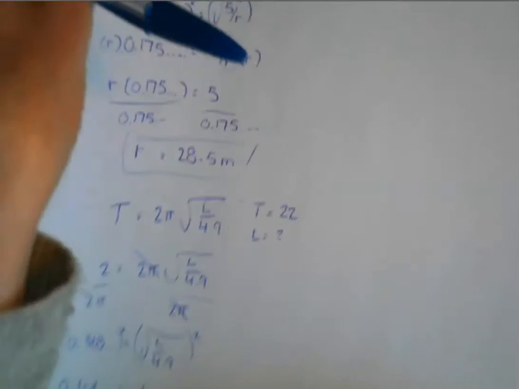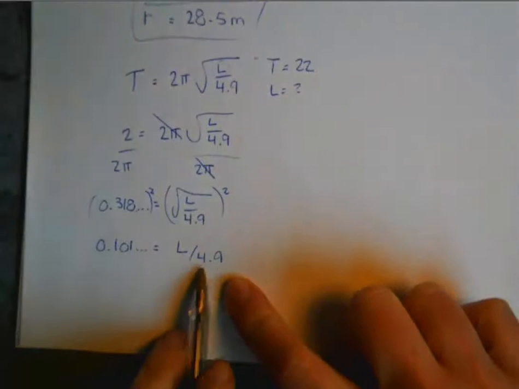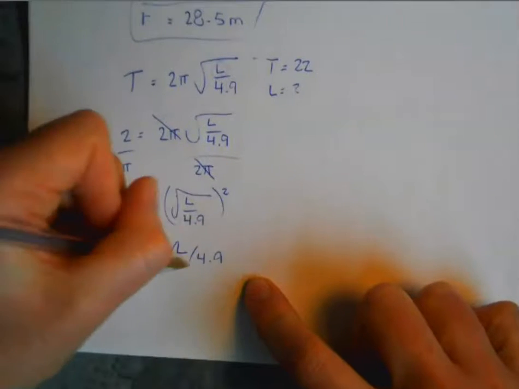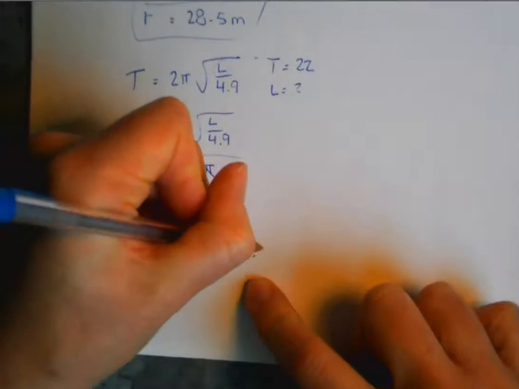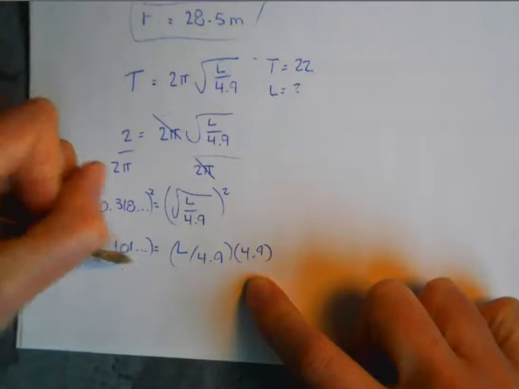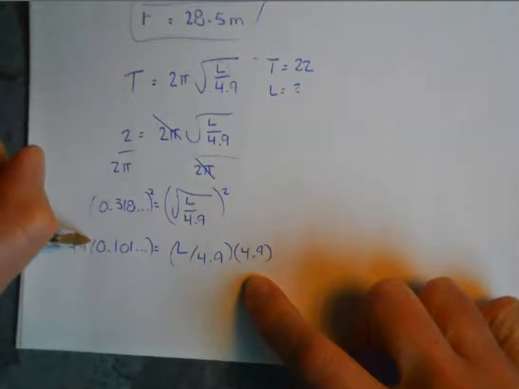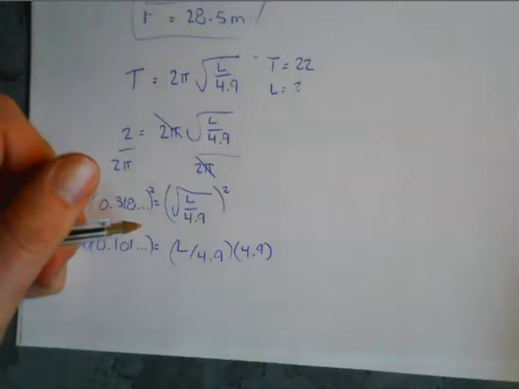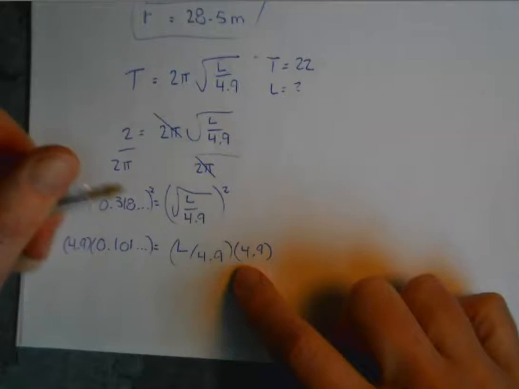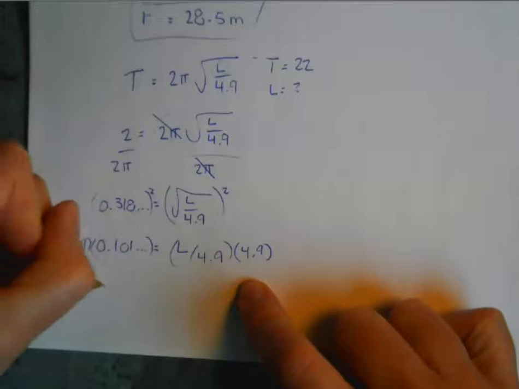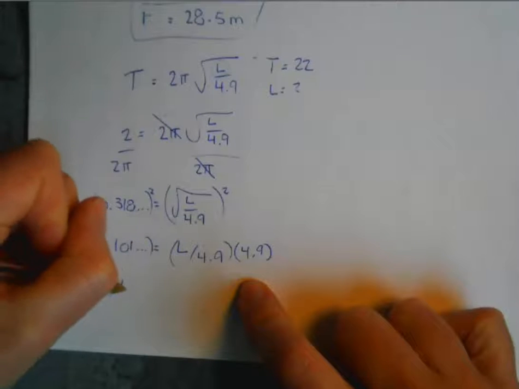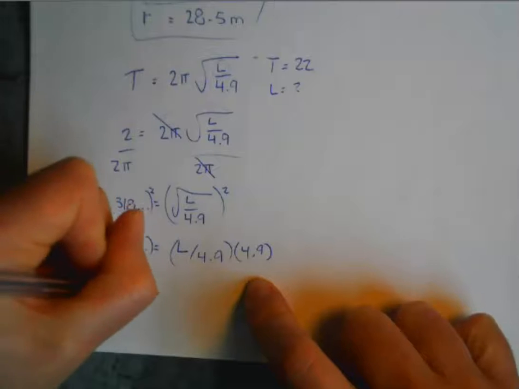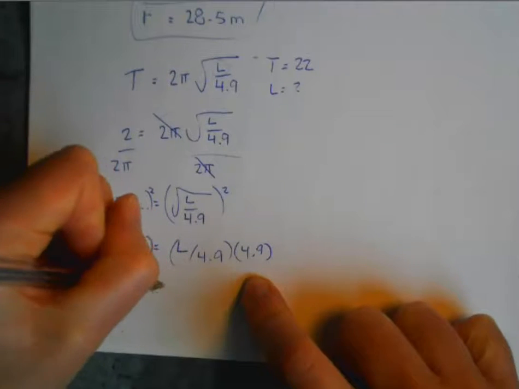Okay, now how am I going to move this 4.9 away so that I have L on its own? Well, it's being divided out, so I need to multiply both sides by 4.9. And so I end up with 0.101 times 4.9 gives me 0.496, something like that, is equal to L.